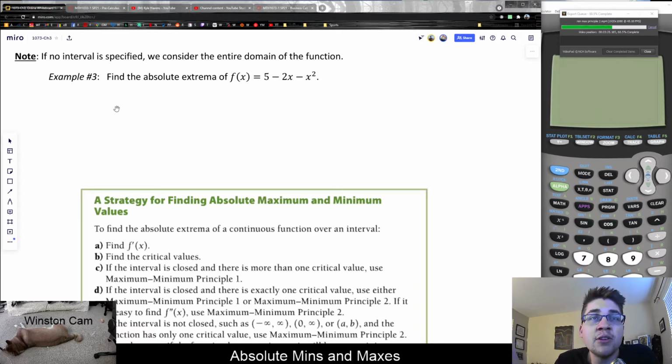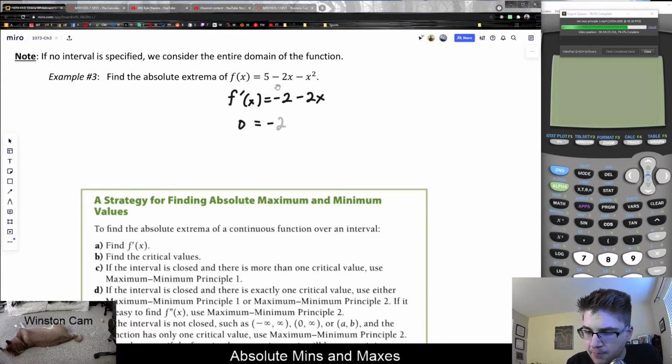Again, you could use a graph and everything else to help you determine this here. But if we go ahead and look at this polynomial, the derivative of any quadratic will be a linear function. So f prime of x, derivative of 5 is 0. Negative 2x would just be negative 2, and negative x squared would be negative 2x. And as usual, we need to know what's the critical value, because that is the location of our hypothetical absolute min or max.